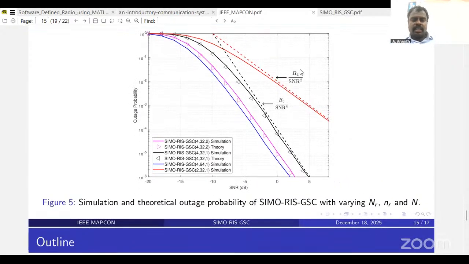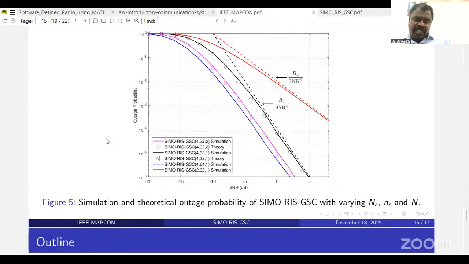So this is for a different configuration. As the number of RAS elements is increased, how is the performance? And if the number of receiver antennas is decreased, what happens? Here you can see this is for 2 receiver antennas, red color, with 32 RAS elements, and only 1 chosen. Here also you can see that the diversity order is 2, that means the total number of receiver antennas.